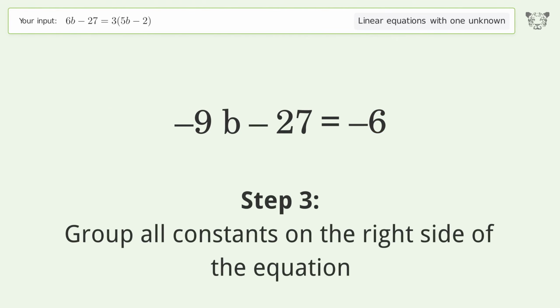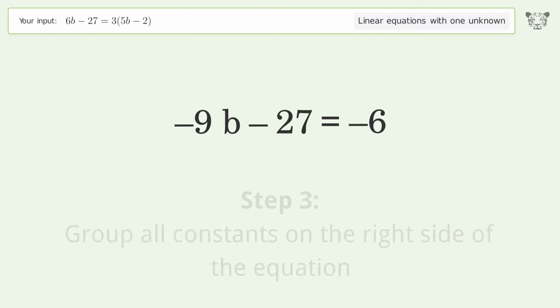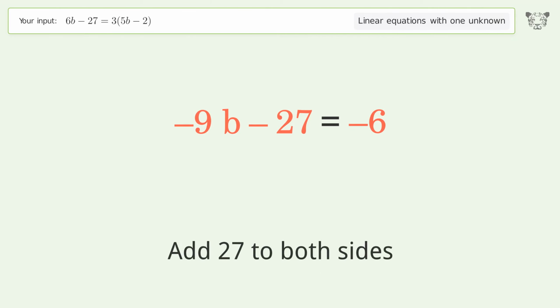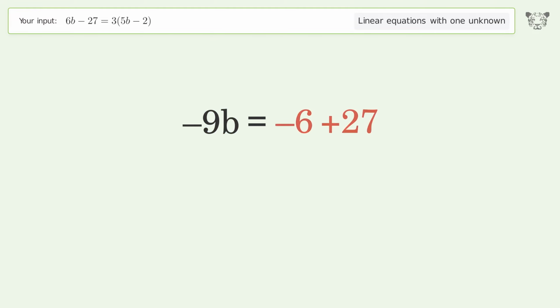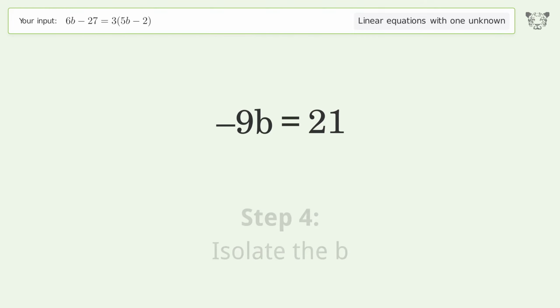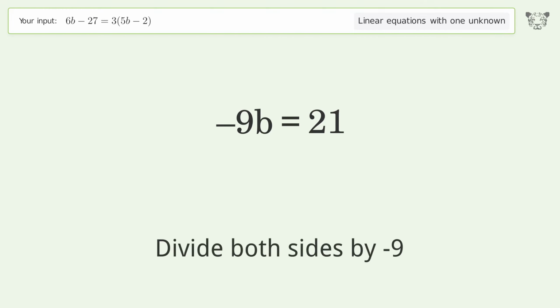Group all constants on the right side of the equation. Add 27 to both sides. Simplify the arithmetic. Isolate the b. Divide both sides by -9.